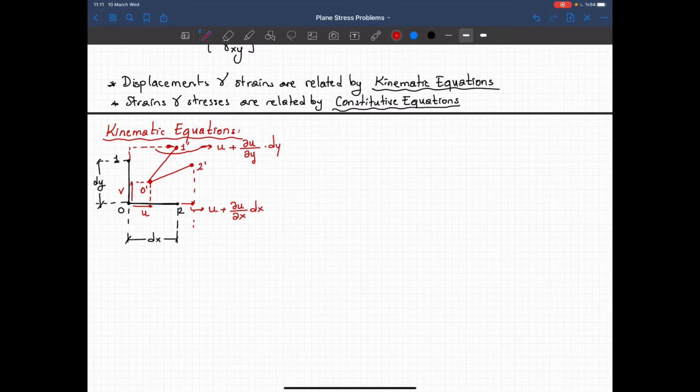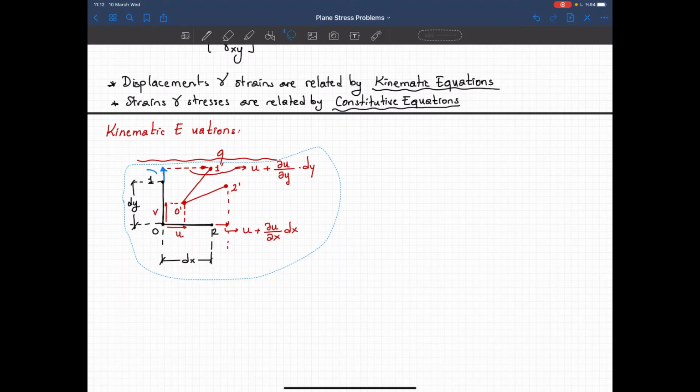So let's do the same thing for the displacement in y direction. So point 1 moves in the upward direction by this much. Okay, and this translation, let me do this so that I can write it better. Let me move this in here so that we'll have more space.